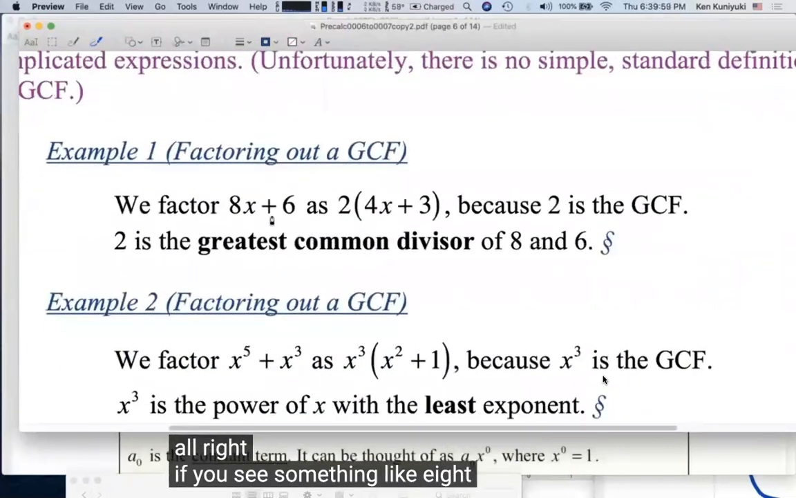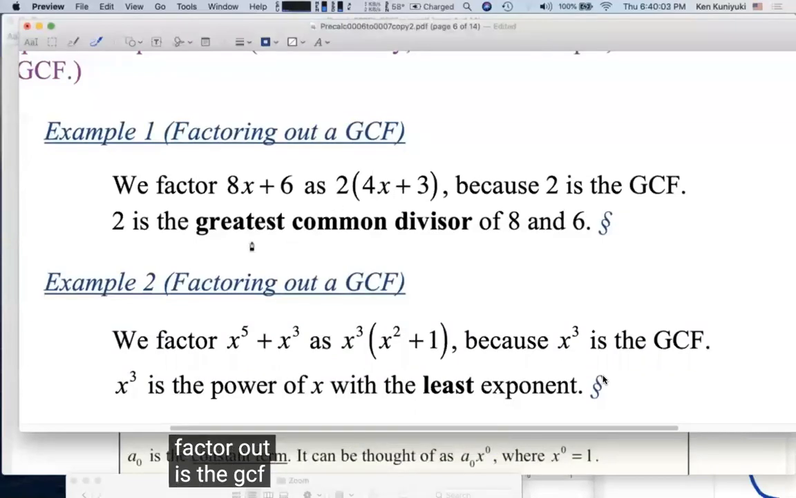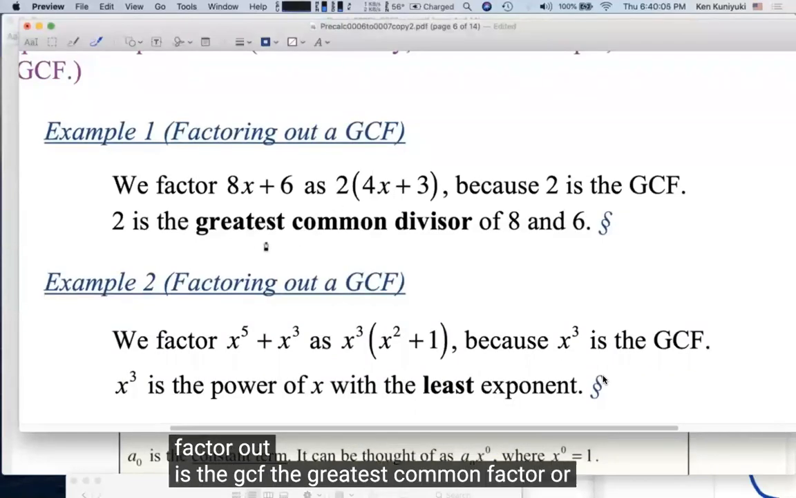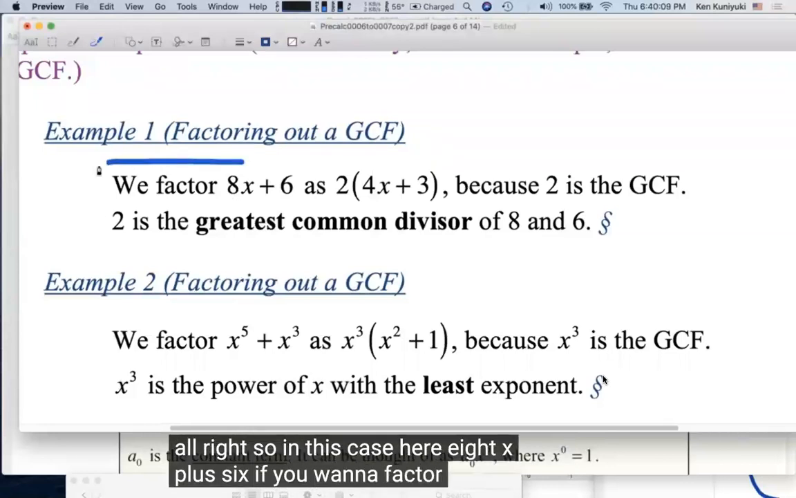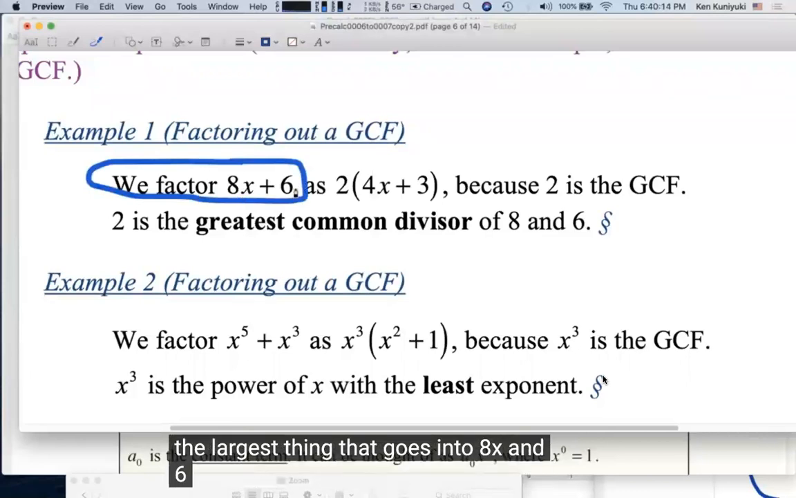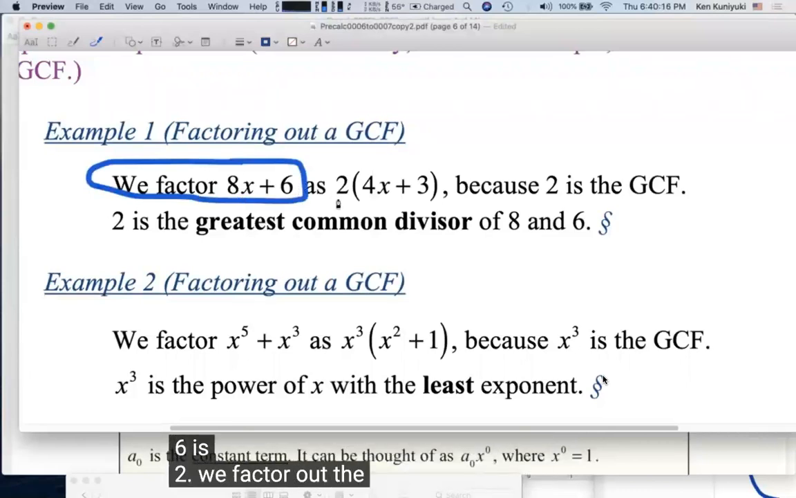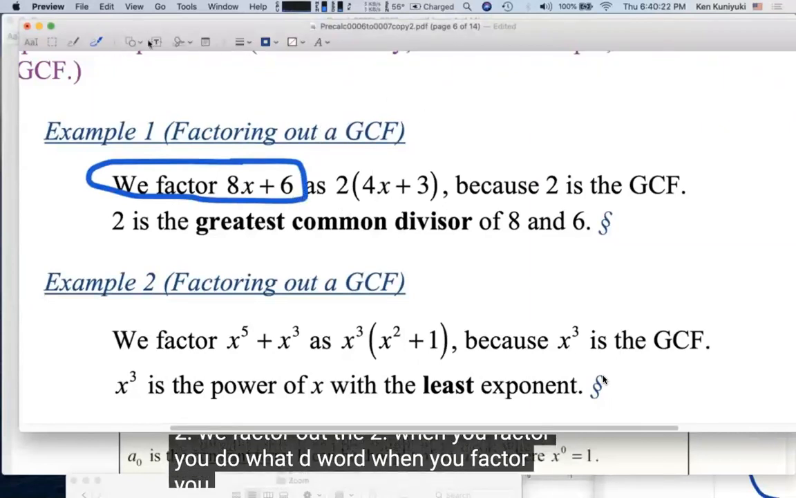If you see something like 8x plus 6, often the first thing you want to factor out is the GCF, the greatest common factor or divisor. In this case, 8x plus 6, the largest thing that goes into 8x and 6 is 2. You factor out the 2. When you factor, you do what? D word. When you factor, you divide.